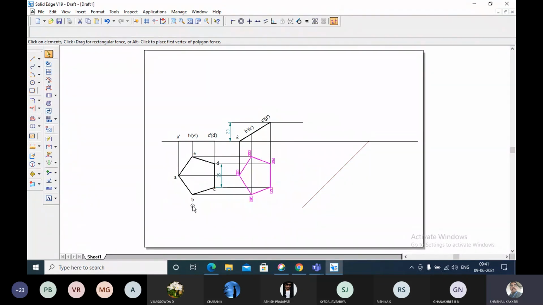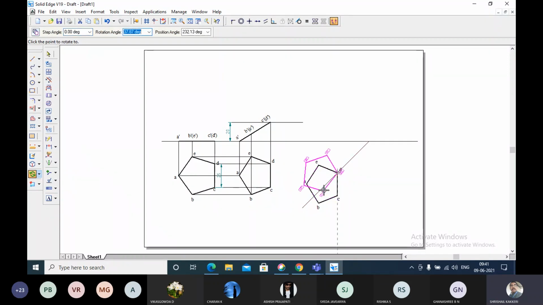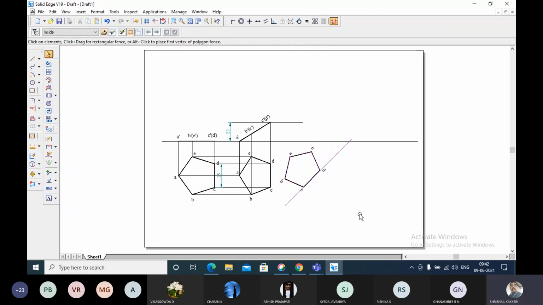Now I'm going to copy this. I'm going to copy by taking this corner, locating at this point, and rotate it by taking this as a center, and any point on this has to be on this. Okay, one way I'm going to do it. Locate anywhere, wherever you feel like. And others can even do the other way also.